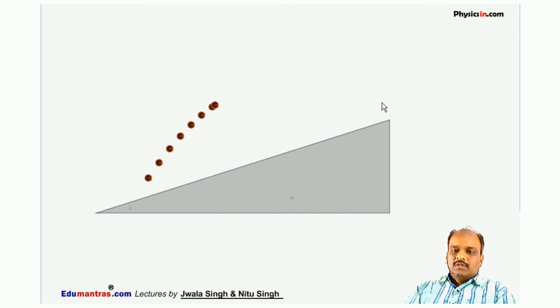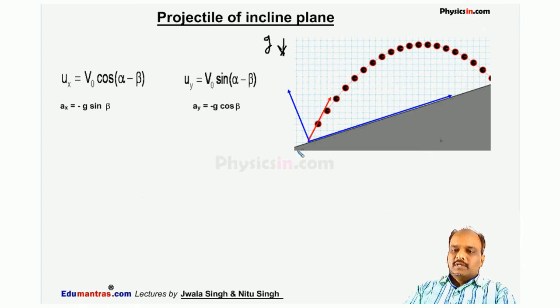Now watch the locus of the particle when projected on incline. Now we will discuss its motion. Suppose the point of projection be the origin. Let this be the x-axis along the inclined plane, and this be the y-axis. The particle strikes the ground at some distance here. Let this angle be beta.